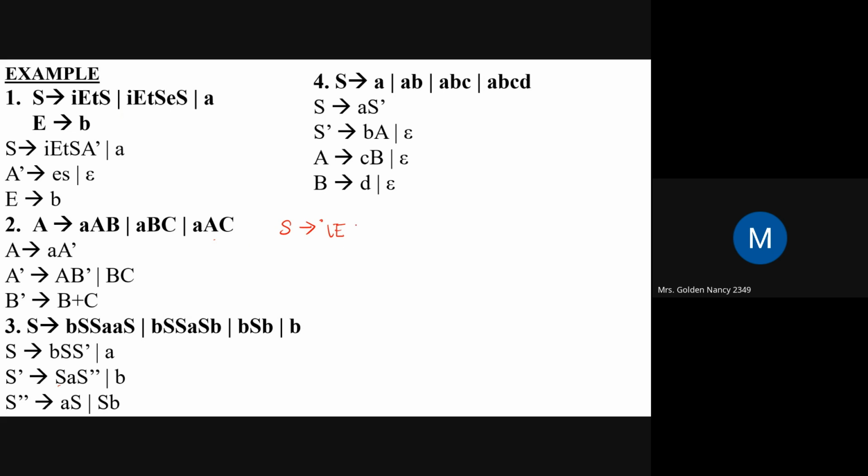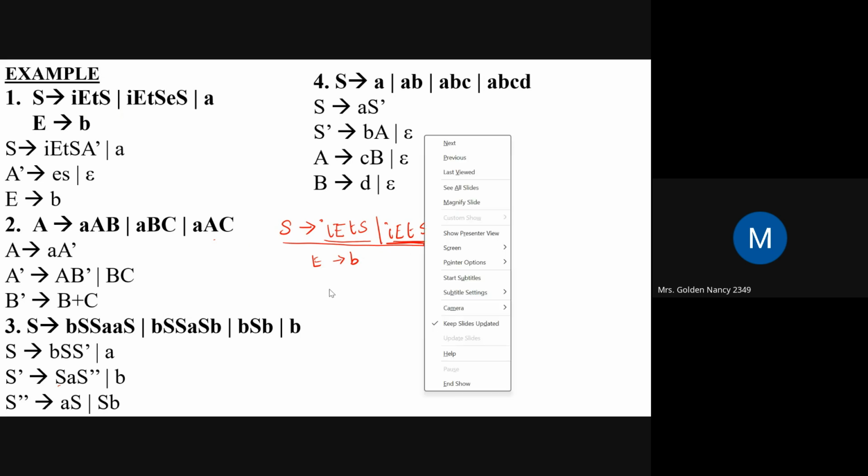S gives IETS / IETSES / A, and E gives B. Okay, so here this is your production. Now let me check the first production. Here IETS is repeated twice, right? So here it is also repeated, and this is repeated here also. So I'm taking it as common.